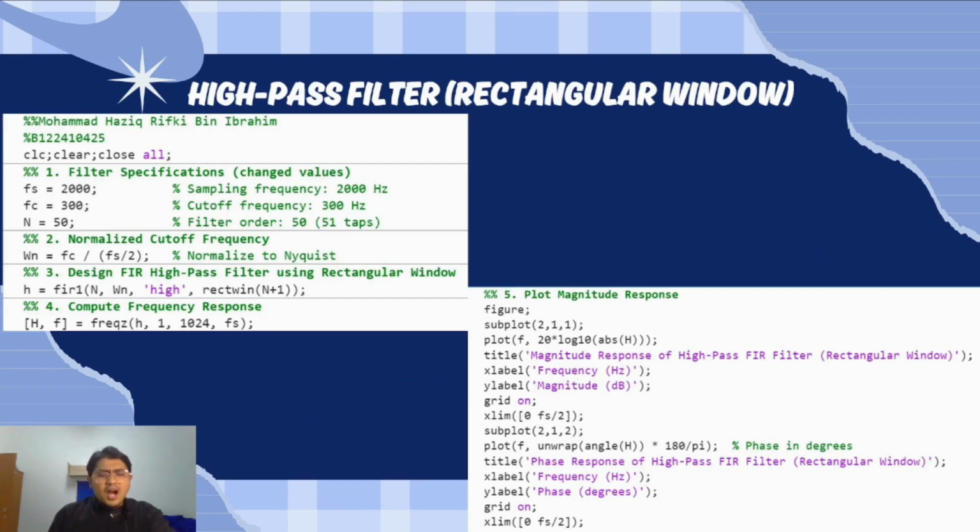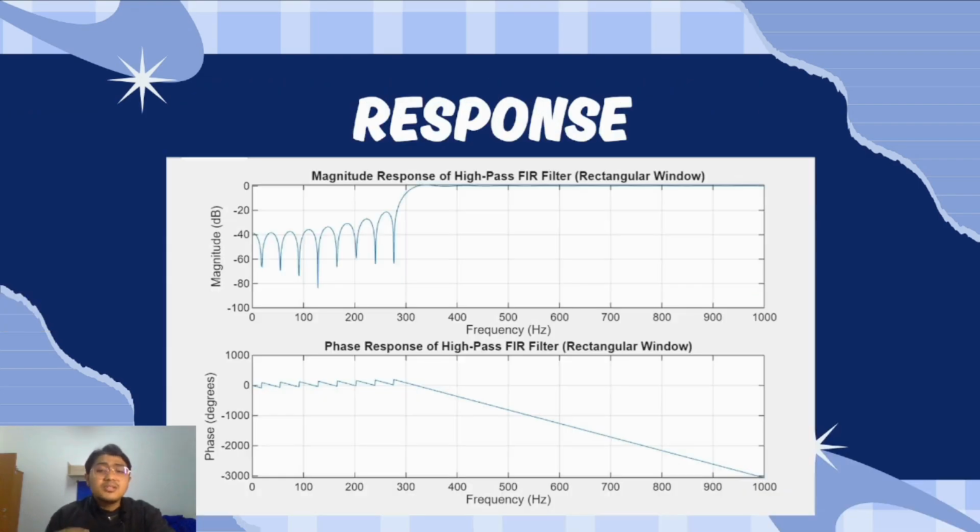Now we consider the high pass filter, also built with a rectangular window and the same order. This filter does the opposite. It blocks low frequencies below 300 Hz and passes higher frequencies up to the Nyquist limit of 1000 Hz. In the magnitude plot, we see that frequencies above approximately 380 Hz are passed with 0 dB gain. This is the passband.